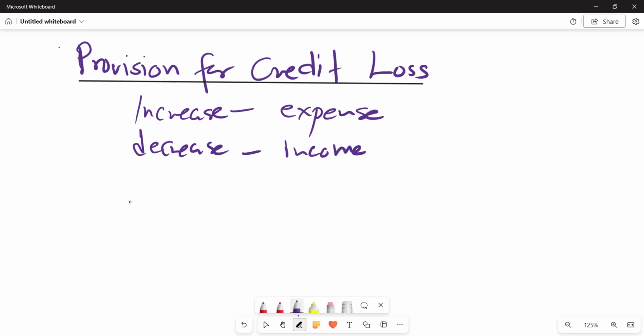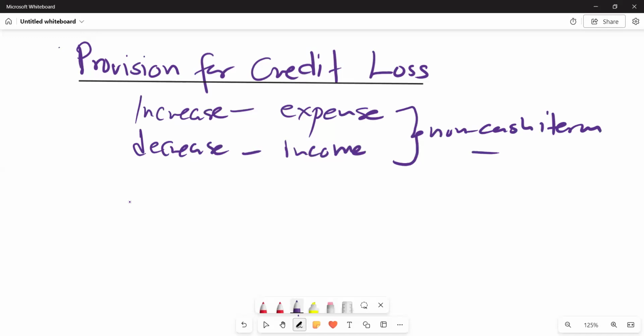But the basic thing that we have to know about provision for credit loss is that it is a non-cash item. In other words, it's a provision that is set aside, but there's no actual cash movement out of or into the business. When it's an expense, there's no cash outflow. And if it's a decrease, since we are regarding it as income, there is no cash inflow. So when you go to the cash flow statement, we are not going to adjust for a provision for credit loss because it's a non-cash item.